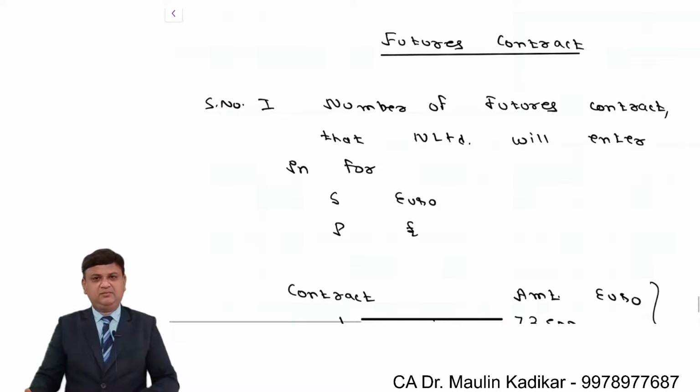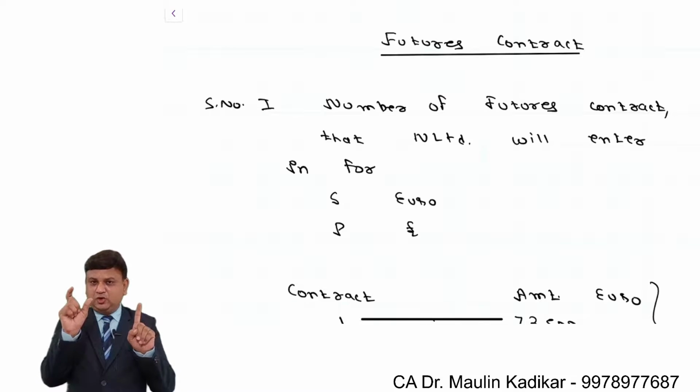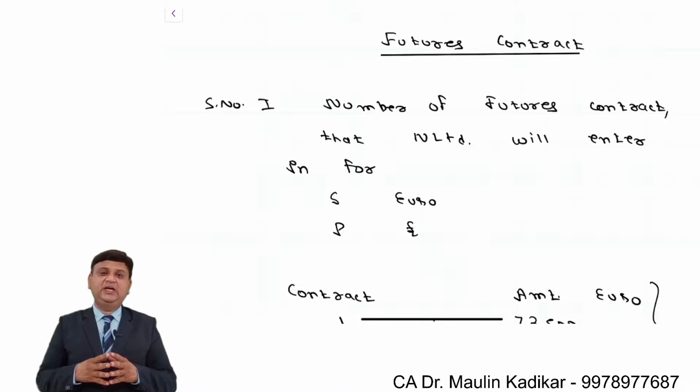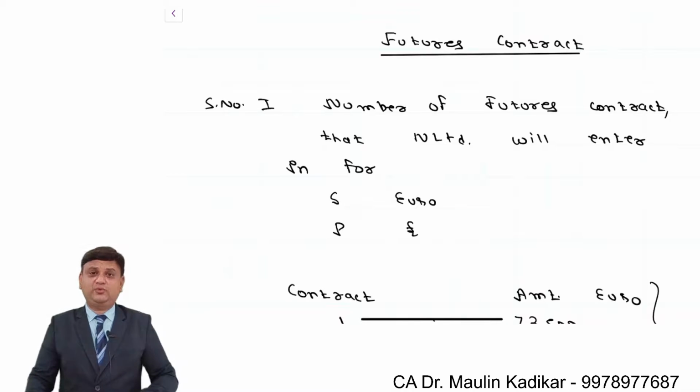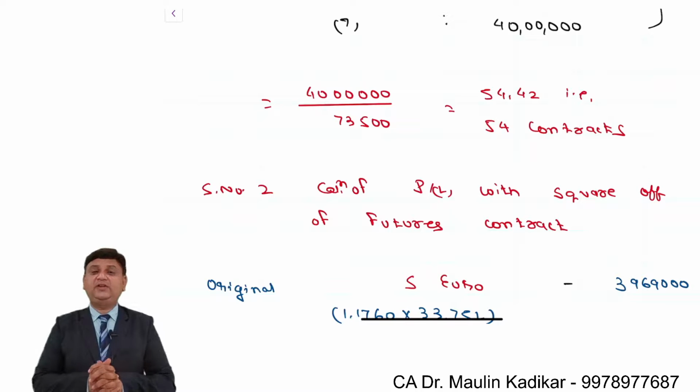Next, the last one is simple futures contract. That is the most important portion of the question. Step number one, number of contracts. For that, either you take euro currency into account or pound currency. You convert the amount of the lot size in one of the currency, and based on that we will compute the number of futures contract to be entered upon. Since we cannot enter into fraction number of contracts, for which clarification is also made in the question, so we have entered into 54 contracts. Entering into 55 contracts is also acceptable.